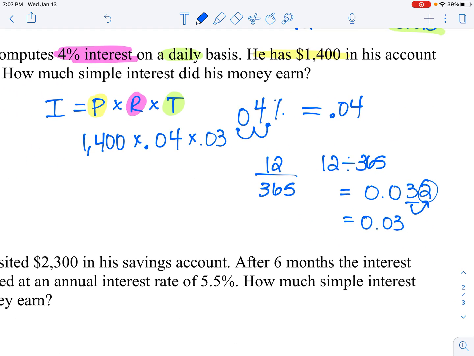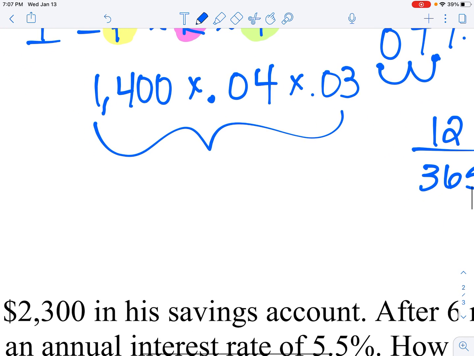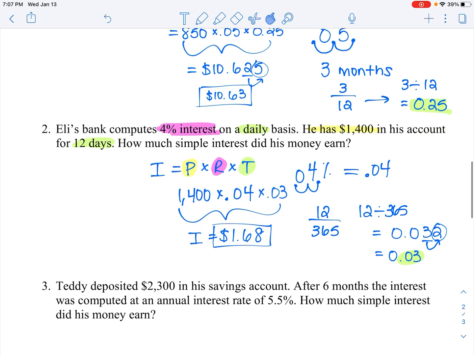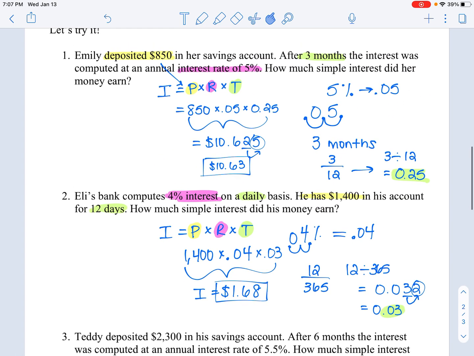And we are almost done. We filled in everything we needed to. That is great. Let me just highlight again so we see that the green matches up. And now we're going to put this in. So 1,400 times 0.04 times 0.03 is equal to, not a lot of money here, $1.68. That's how much interest Eli earned. Okay. Sorry, Eli. Looks like Emily made a lot more money than you.